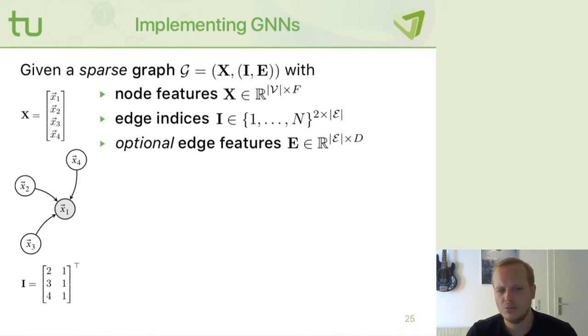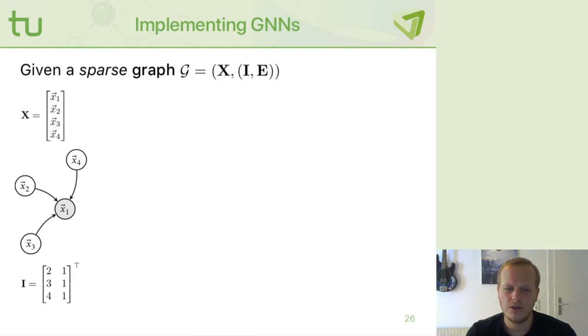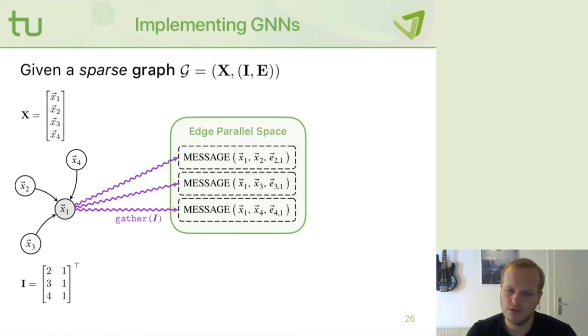Okay, so how do we apply a general form of message passing on this given graph representation? One very convenient approach is to lift the node representations into an edge parallel space, in which we can compute the messages sent along each edge in parallel. This operation is known as the gather operation on the GPU. Here, gather looks at the indices of source and target nodes and maps each node representation to an edge representation.